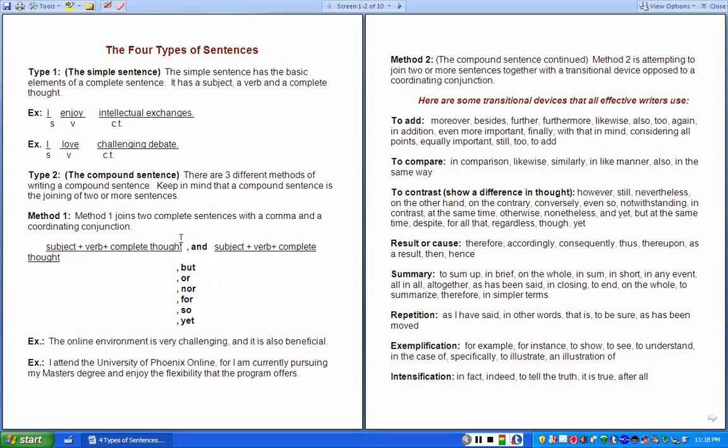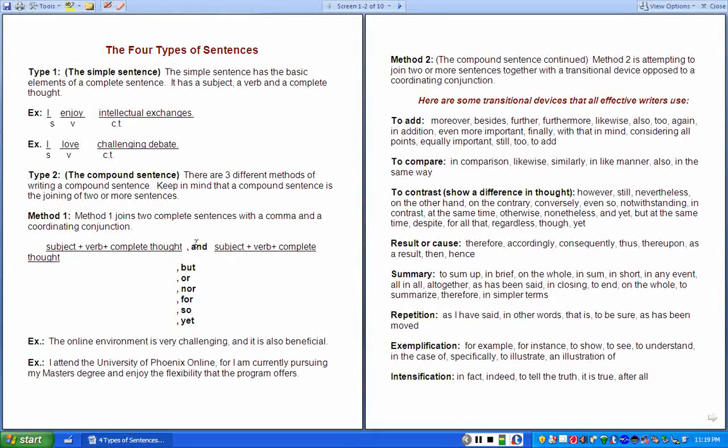There's a punctuation mark that will always be present when you're joining one sentence to another sentence, okay? If not, you're going to create a run-on. So if you forget this comma, you have just created a run-on sentence, because a run-on sentence means that you ran one sentence directly into another sentence and you forgot to punctuate it.